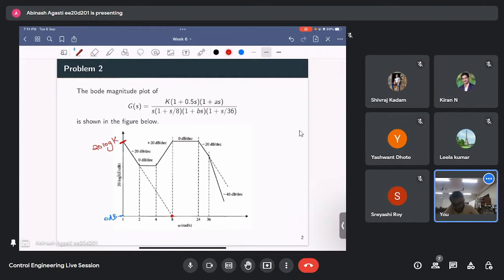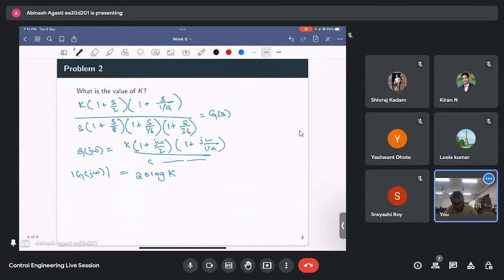Yes, so we have 20 log k as the value there. Then we have a line at minus 20 dB per decade, right? Minus 20 dB per decade. But now, what does this mean? This is essentially minus 6 dB per octave, correct?